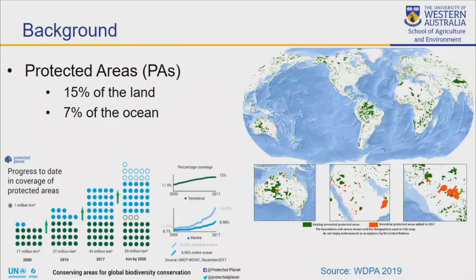Protected areas are considered an effective policy approach to protect biodiversity and ecosystem services. Protected areas are continuously expanding in the world, particularly in developing countries. Protected area coverage has increased from 17 million square kilometers in 2000 to 45 million square kilometers in 2017. By the end of 2020, it is expected to reach 59 million square kilometers. As of now, protected areas cover 15% of the Earth's terrestrial surface and 7% of the ocean.